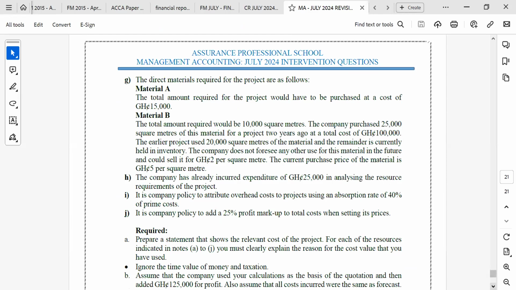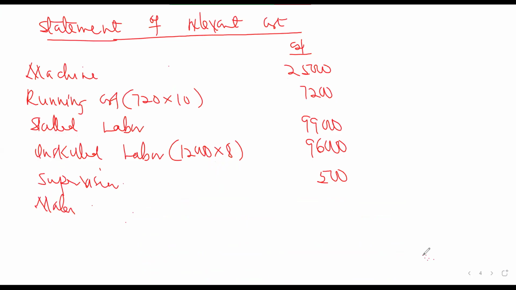Let's come to the materials now. Direct materials required for the project are as follows. Material A: the total amount required for the project will have to be purchased at a cost of 15,000. What is the relevant cost? That is the 15,000. We don't have that material. We have to go and buy. That might be a specialized material. The company does not have this material in store. So for us to go ahead, we have to go and buy the material for 15,000. If the project is not undertaken, this 15,000 will not be incurred.